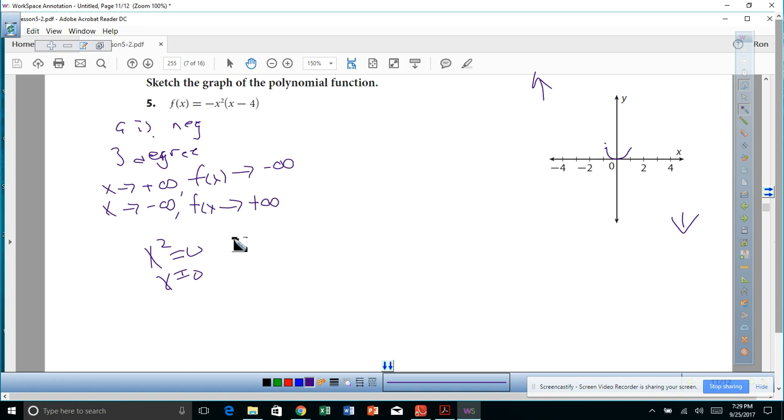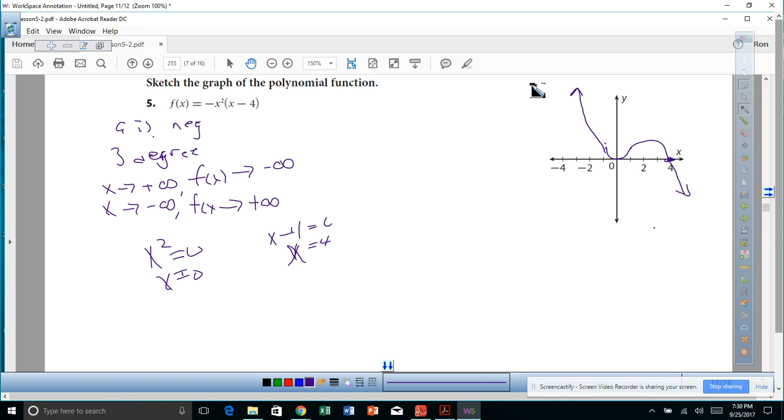Okay, and then we have x minus 4 equals 0, so x equals 4. So here at 4 it's going to cross. So it's going to look something like this right here. It's going to go up here, I don't know how far, and then back down, and then there it goes. All right. So there's our graph.